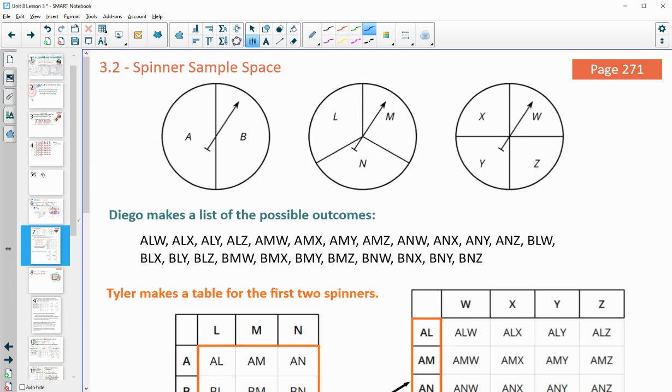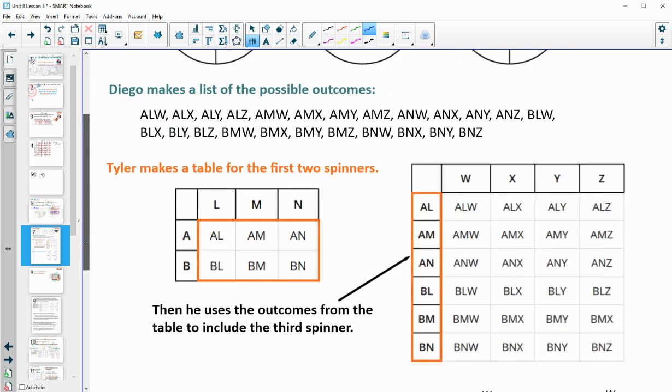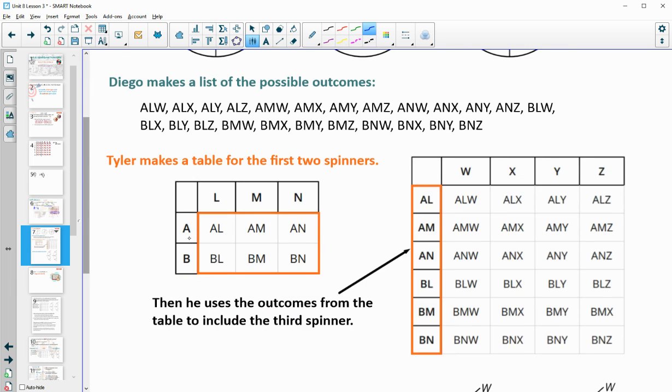All right, then in activity 3.2, we're going to take a look at how Diego, Tyler, and Lynn all looked at sample spaces. All of them did it differently for the experiment that we spin each of these 3 spinners. So Diego makes a list of the possible outcomes, so listed out all the options. Tyler made a table. So he started by making a table for the first 2 spinners and listed all the outcomes. Then he took those outcomes and listed those against the final spinner to get his total outcomes.